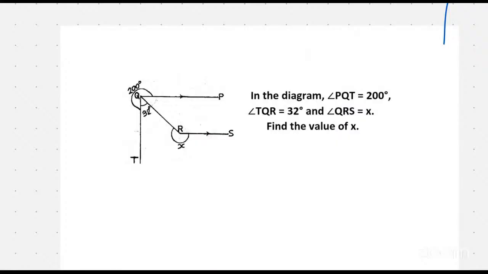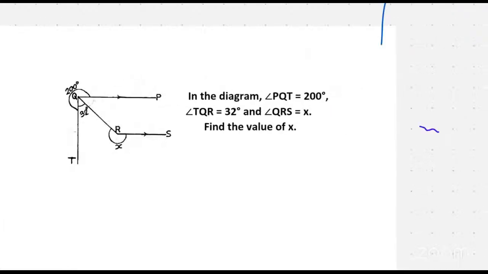In the diagram, angle PQT equals 200 degrees. Angle TQR is 32 degrees. And angle QRS is equal to X. Find the value of X. Now you need to take note that there are several approaches to solving problems like this. There is no one particular way. You just need to know what you're doing, pay attention to what you want to do, and then you get it done.